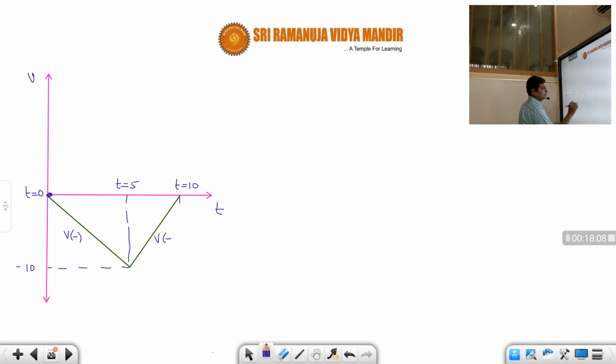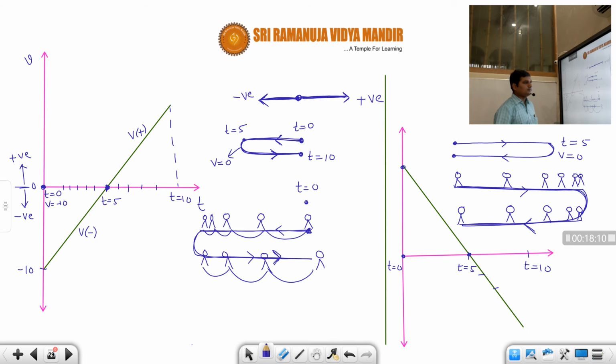Velocity is negative only. In the previous case, initially the velocity is positive, then at 5 seconds velocity is 0, then afterwards the velocity has become negative. Correct or not, students? In the previous case, initially velocity is negative. At time t equal to 5, velocity is 0, and then velocity becomes positive. Initially negative, 0, positive. Initially positive, here second case, positive, 0, negative.